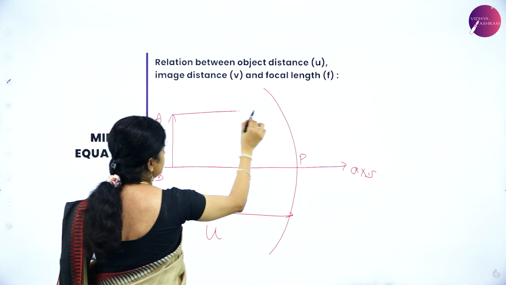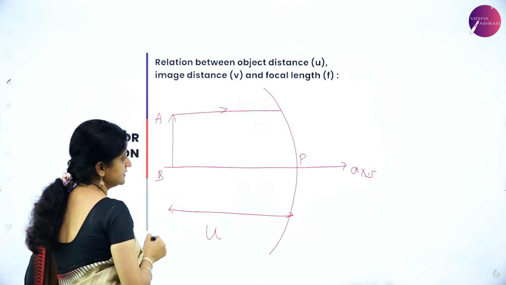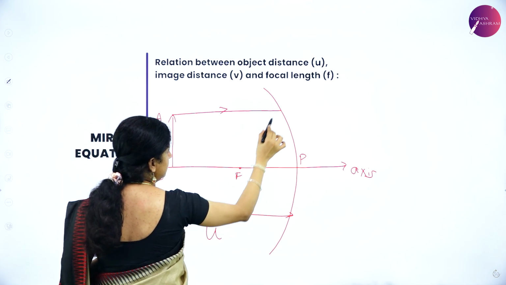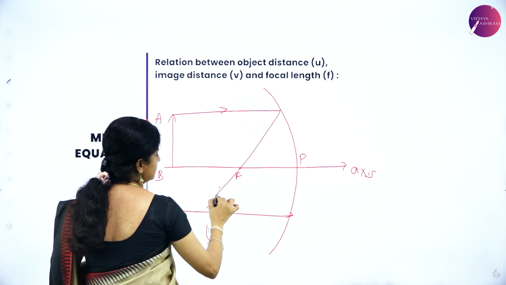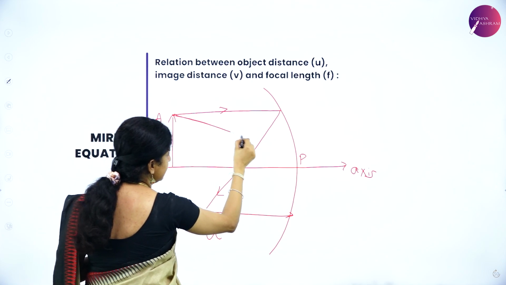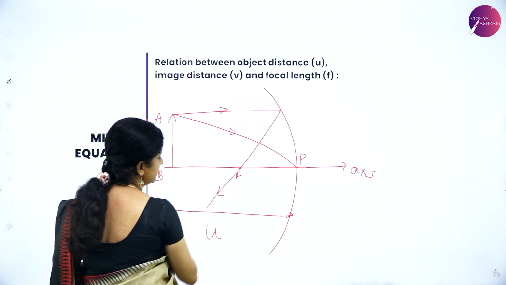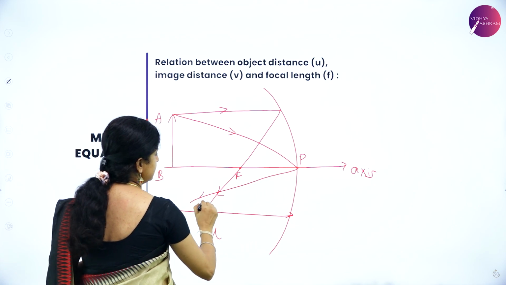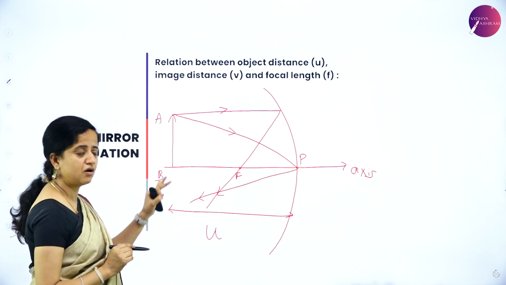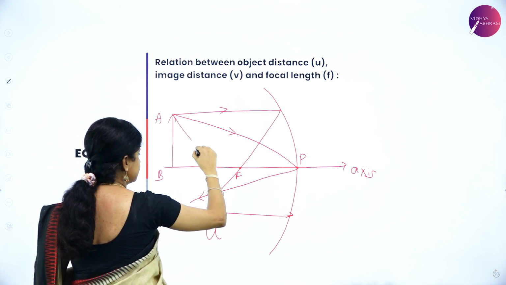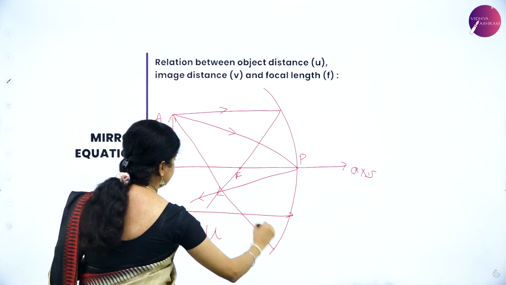Now the incident ray is parallel to the principal axis. After reflection, it will pass through the focus. This is my reflected ray. I'll consider one more ray which is directly striking the pole. This is my incident ray. After reflection, it will go on following the law of reflection. Now, I'll take one more ray which is passing through the center of curvature.